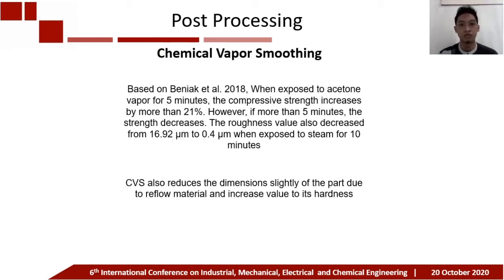And then chemical vapor smoothing. Based on research by Beniak et al. in 2018, when exposed to acetone vapor for 5 minutes, the compressive strength increased by more than 21%. But if more than 5 minutes, the roughness value reduced and the strength reduced too. CVS also slightly reduced the dimensions of the part due to reflow of material, and increased its hardness.